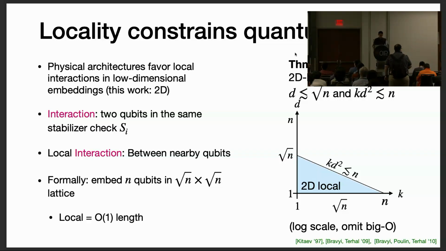Okay. So in our plots, this is kd squared equals n, and the local codes must be in trade-offs in the blue region, below the line.